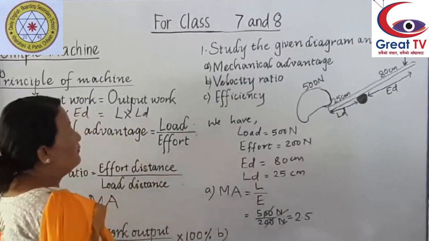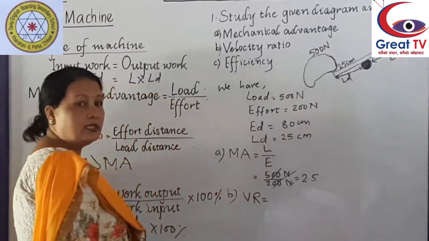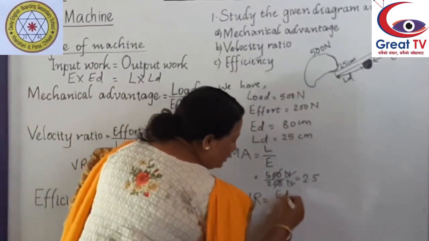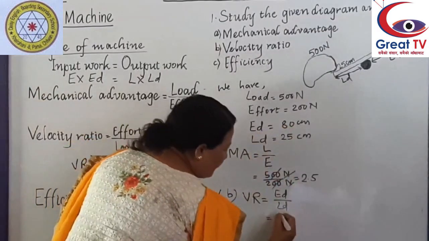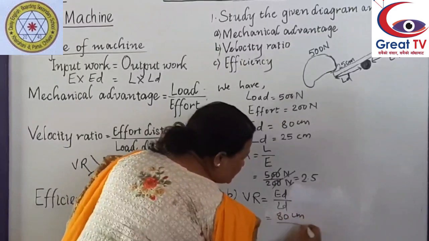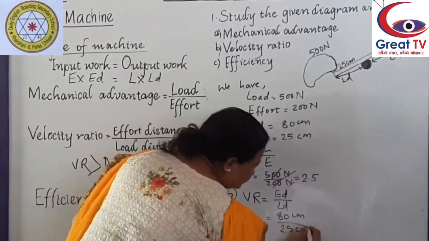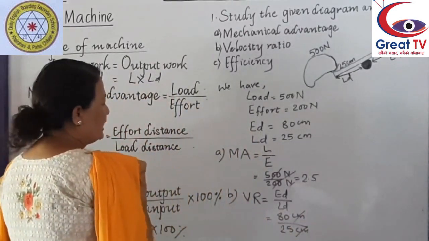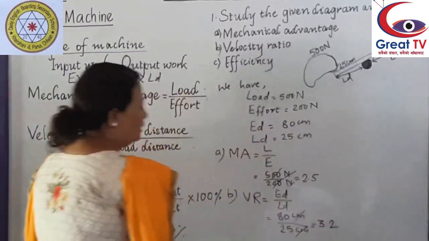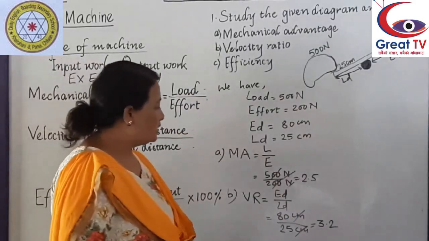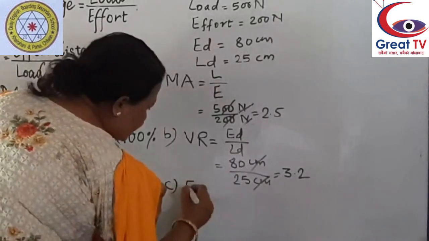Now in part B, we have to find the velocity ratio. The formula of velocity ratio is effort distance by load distance. We have effort distance 80 cm and load distance 25 cm. Velocity ratio has no unit, so the answer is 3.2. Now in part C, we have to find the efficiency.